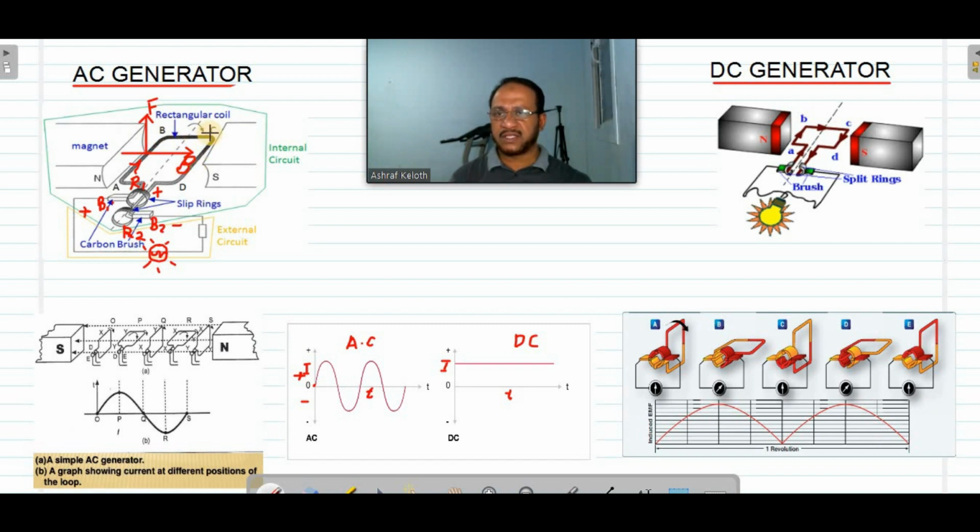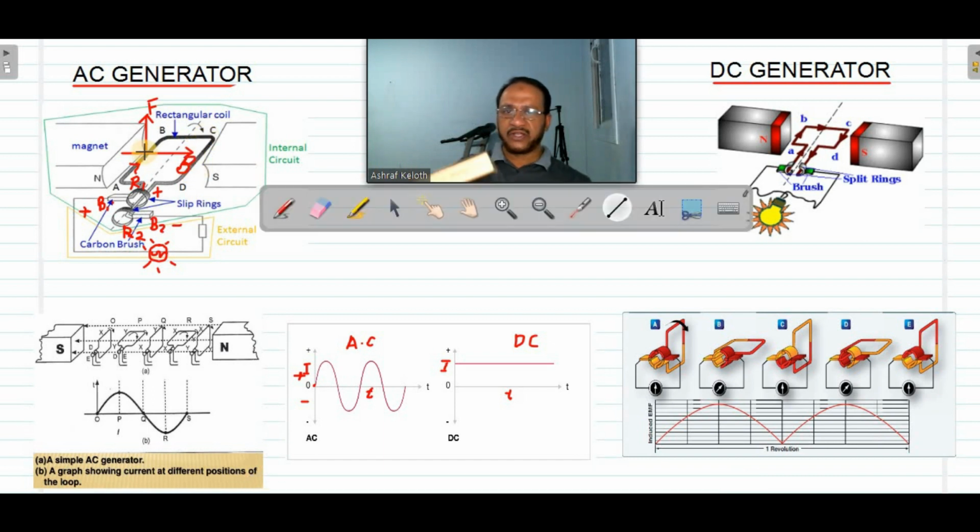At the same time, if you consider the arm CD, when the rectangular coil rotates this way, AB is moving upward, then CD will be moving downward, isn't it? If you consider this side as AB and this side as CD, when AB moves upward, CD is moving downward, correct? When CD moves downward, what will be the direction of current induced here?